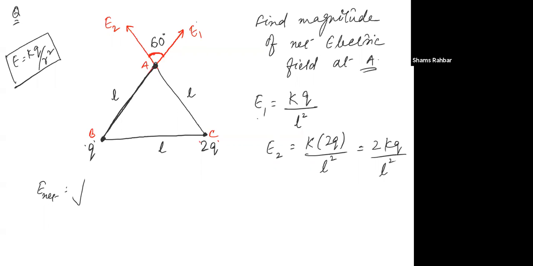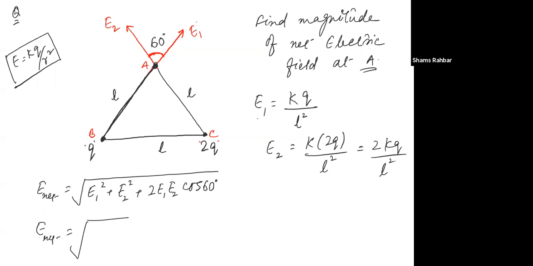Net electric field, you will write this as E1 square, I'm using the vector formula, right? Plus twice of E1, E2 cos 60. This will be the formula that we have just discussed. Now put all the values in this. If you put all the values here, what will you write?